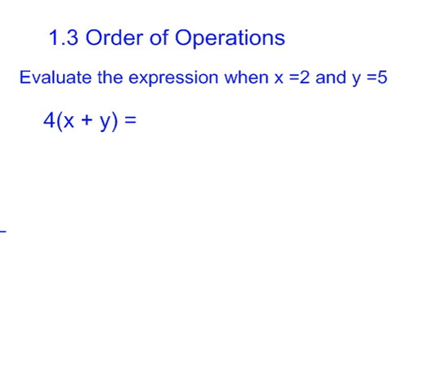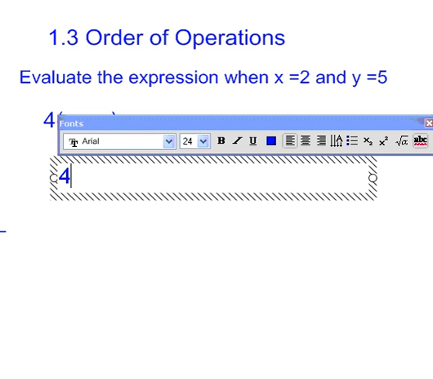Evaluate the expression when x is equal to 2 and y is equal to 5. And here is our expression. It's saying 4 times the group x plus y. Using order of operations, the first thing that we're going to have to do is solve what's inside of these parentheses. So x plus y would be 2 plus 5, or 7. So we can rewrite this as 4 times 7. And 4 times 7 is 28.